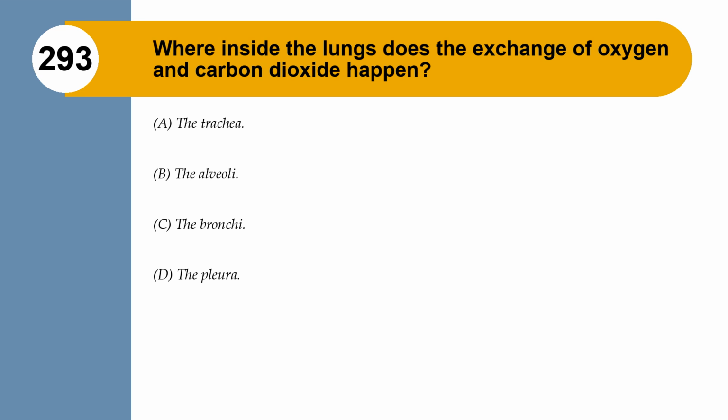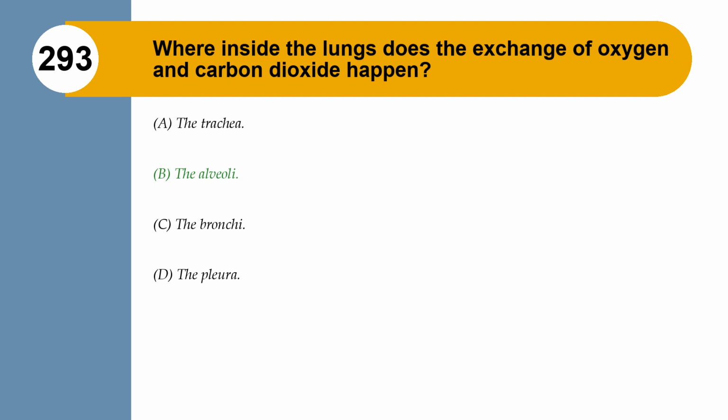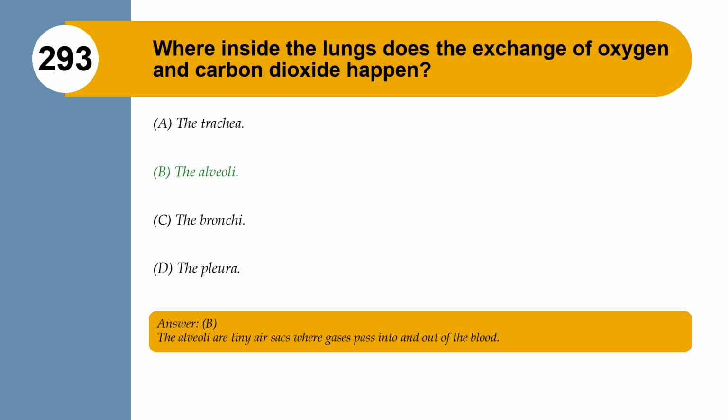Question 293. Where inside the lungs does the exchange of oxygen and carbon dioxide happen? Option A, the trachea. Option B, the alveoli. Option C, the bronchi. Option D, the pleura. The correct answer is option B, the alveoli. Explanation. The alveoli are tiny air sacs where gases pass into and out of the blood.